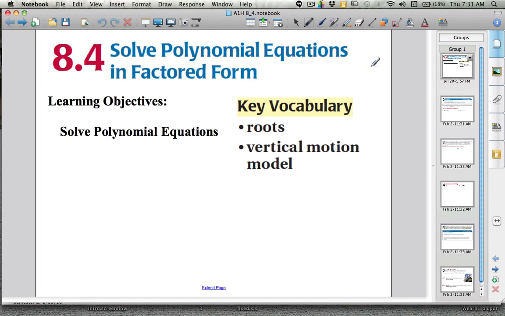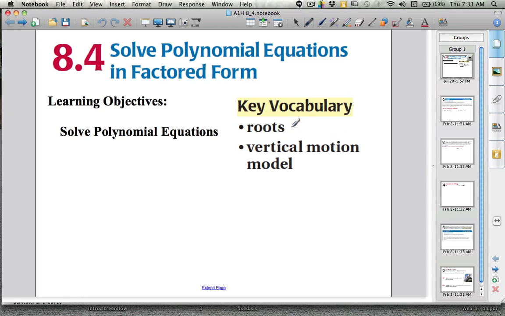In section 8.4, we're going to work on how it is that we solve polynomial equations, and that's our learning objective. We're going to start by doing that in factored form. So once we've learned to factor, we've been working on factoring polynomials. Once they've been factored, how do we identify the solutions? That's what we're looking at.